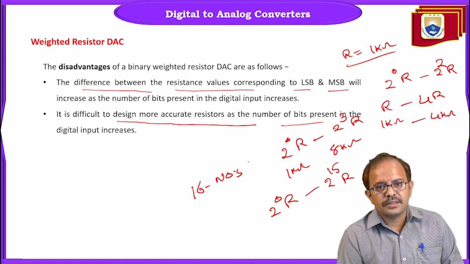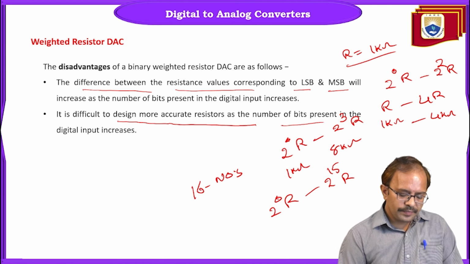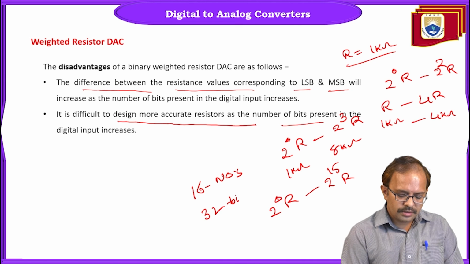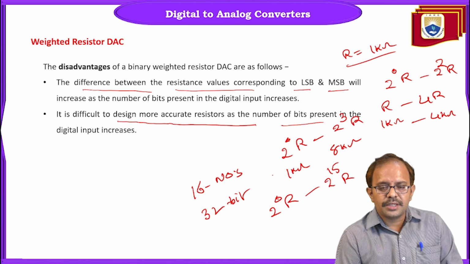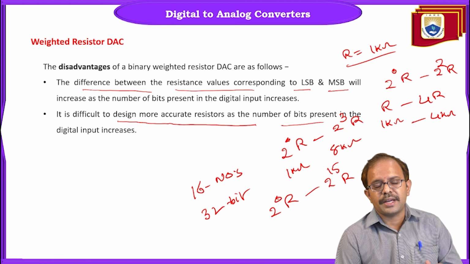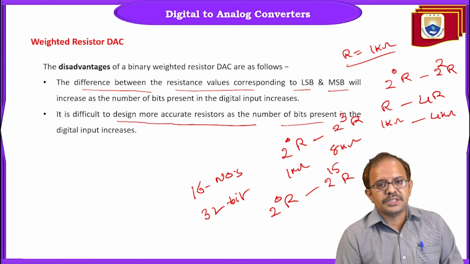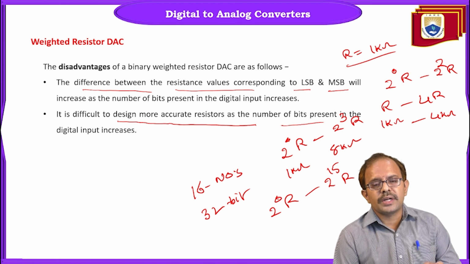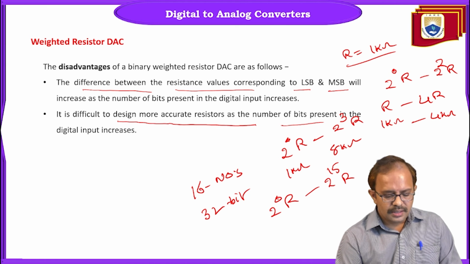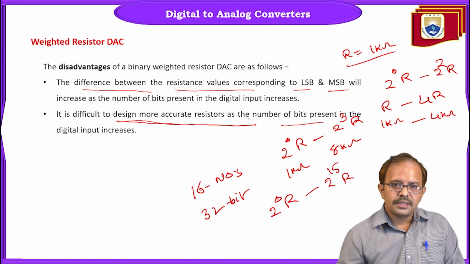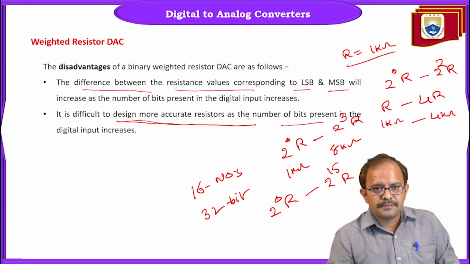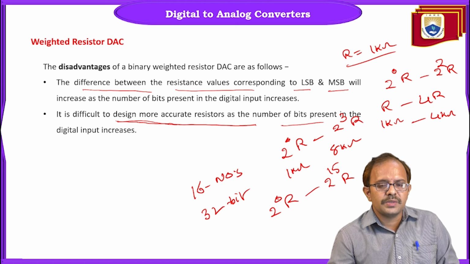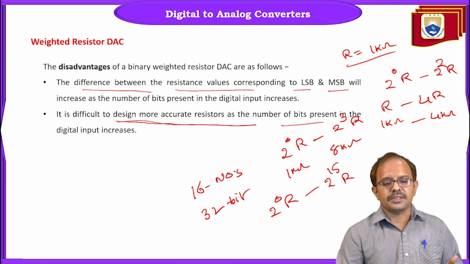All are different. If it is going to be a 32-bit data operation, we need to design at least 32 resistors very accurately with high precision. And no two resistors are going to have the same value. They are going to have different values. This is a challenging task. Designing multiple resistors with different values is challenging, right?